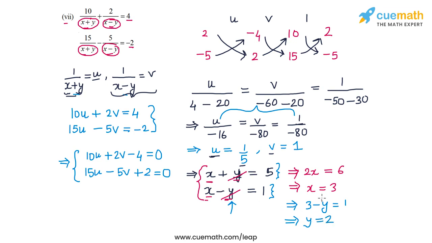So our final answer is that x is equal to 3 and y is equal to 2, and you can verify that it is correct. 10 by x plus y, so x plus y will be 3 plus 2 or 5, and x minus y will be 3 minus 2 or 1. So 10 by x plus y is 2, 2 by x minus y is 2, their sum is 4. So the first equation checks out. 15 by x plus y is 3, and 5 by x minus y is 5, and their difference is minus 2. So the second equation also checks out. So our answer is correct. x is equal to 3 and y is equal to 2.